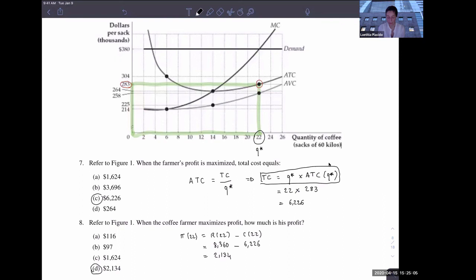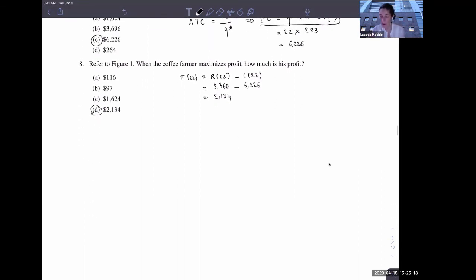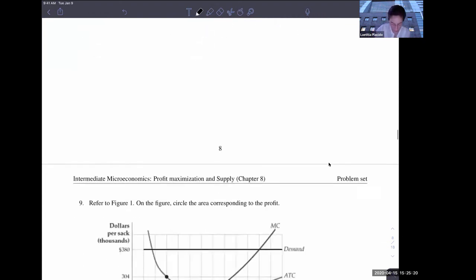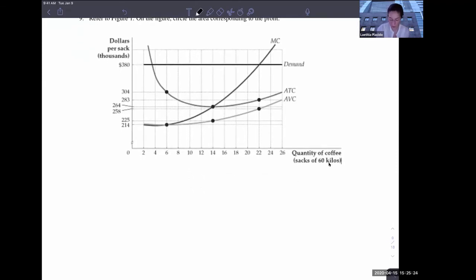All right. Okay, so do you have questions on this? All right, so in the next question, we are going to represent the profit on the graph.